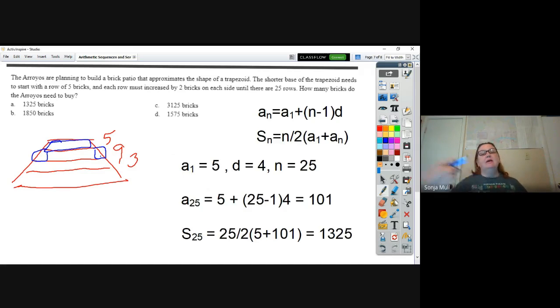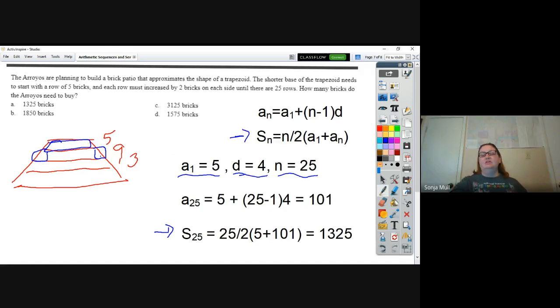I could make a list of all these numbers and then add them together, but then I would have 25 numbers, and I'd rather not do that. So what I know is that my first row, a sub 1, is 5, d is 4, my common difference, I'm adding 4 each time, and I have 25 rows. What I want is the sum. What is the total number of bricks? So I'm going to use this formula to find the sum.